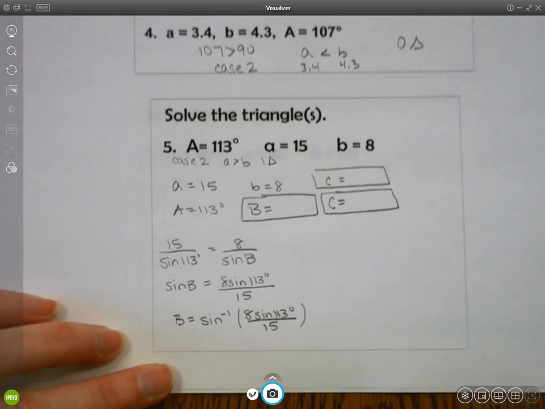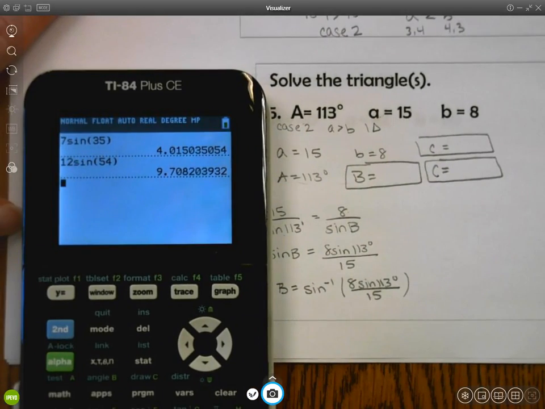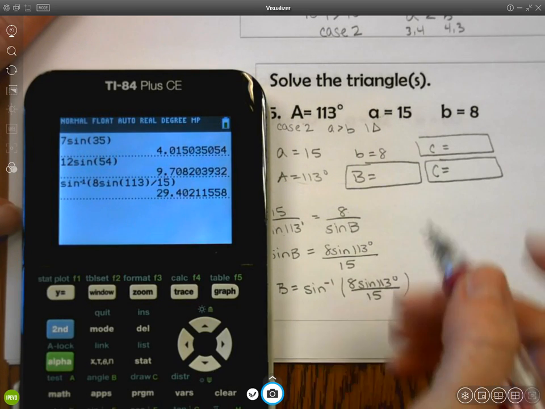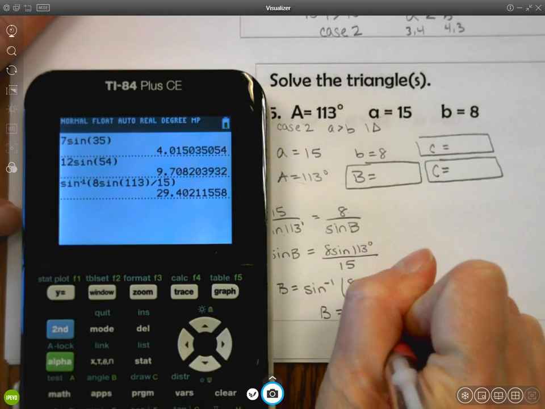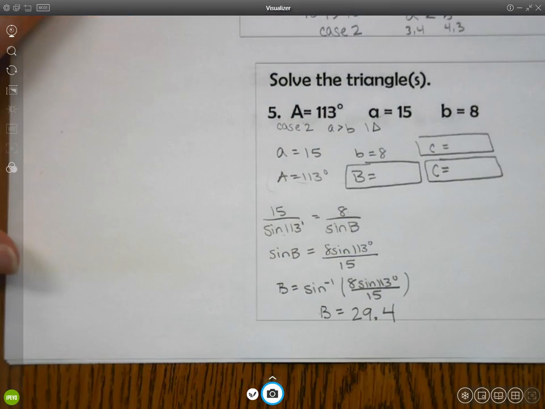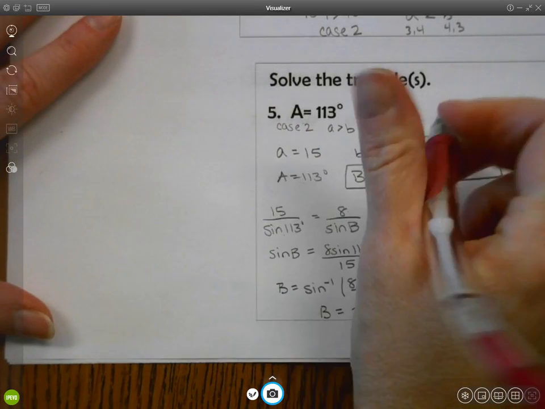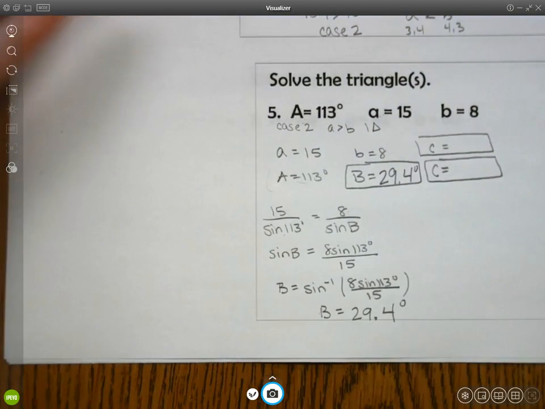So in our calculator, we'll do inverse sine of 8 times the sine of 113 over 15. So in your calculator, what is that going to look like? It's going to be second sine, and then 8 sine 113, close parentheses, divide by 15, and we get 29.4. We're going to go ahead and just round to the tenths today. Remember to make sure you pay attention to your directions. We don't have directions that say one way or the other, so I'm just going to go to the tenths. All right, so we get 29.4 degrees.